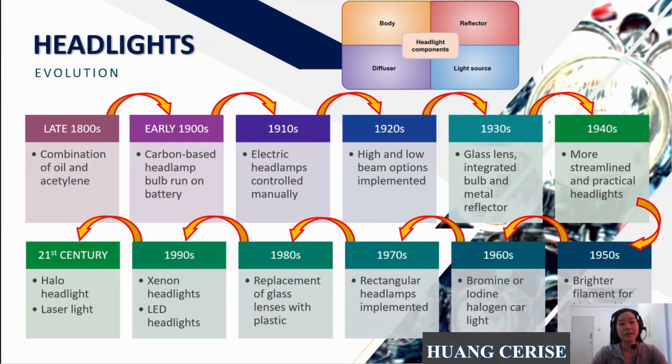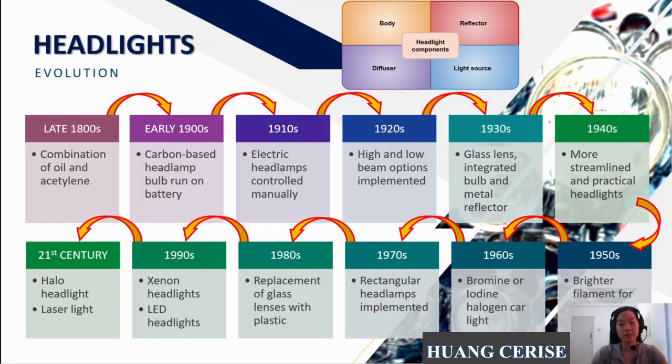Firstly, I would like to start on the introduction of headlight evolution. In the late 1800s, it was a combination of oil and acetylene. In the early 1900s, carbon-based headlamp bulbs run on battery were produced. In 1910, electric headlamps were controlled manually. In the 1920s, high and low beam options were implemented. In the 1930s, glass lens, integrated bulb and metal reflector were produced.